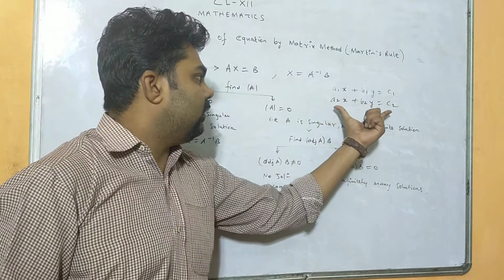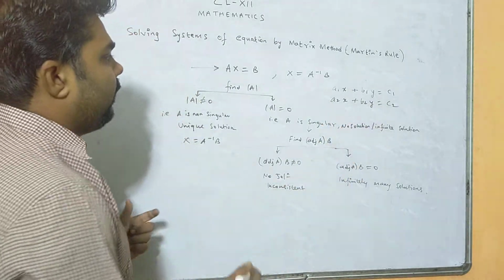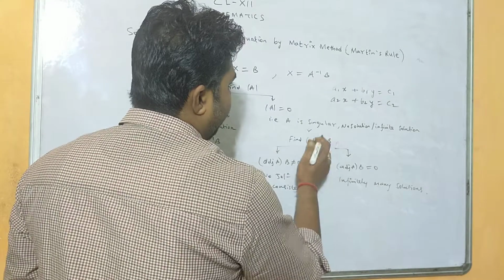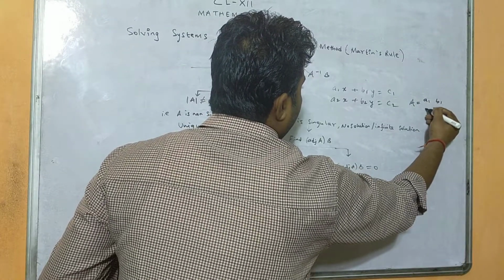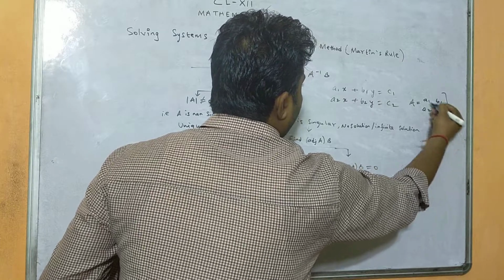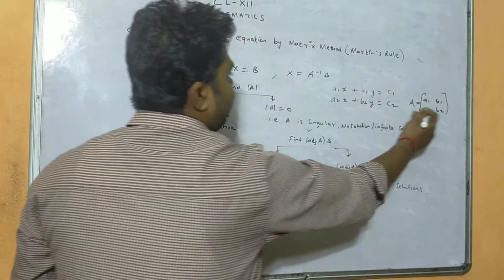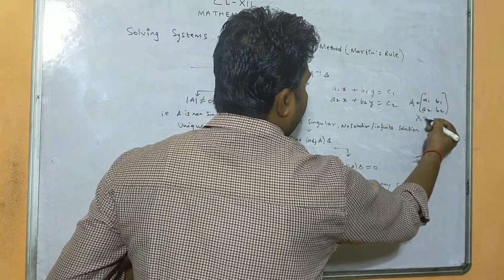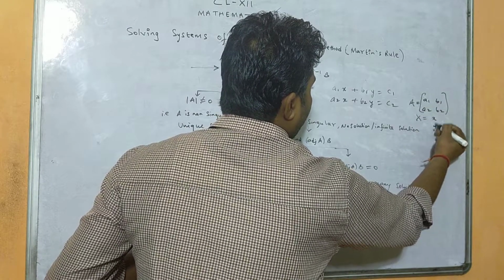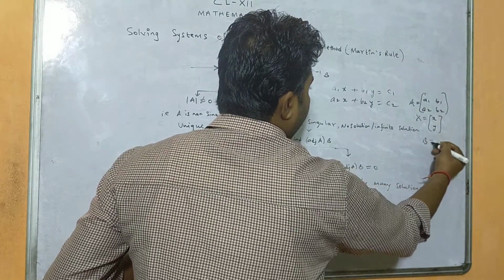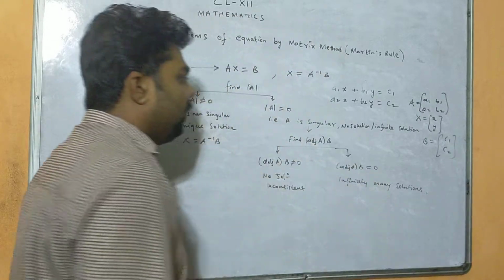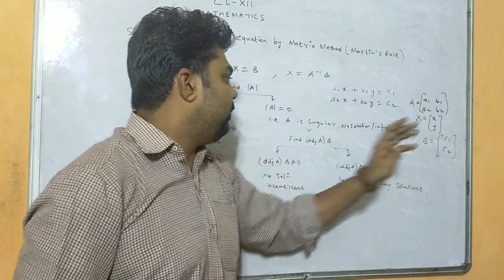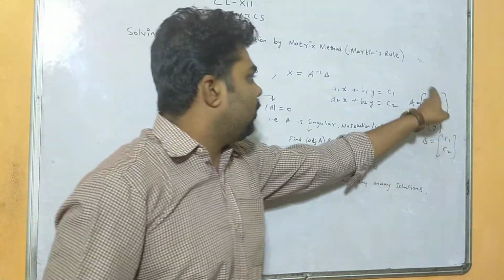If this type of equation is given, we will first find the adjoint of A. So what will be our A here? That is A1, B1, A2, B2. From this equation I made the matrix A. Then what will be our x? Our x will be x and y. Then what will be our B from this equation? That is C1 and C2. So after getting A, x and B, we can easily find the adjoint of A.